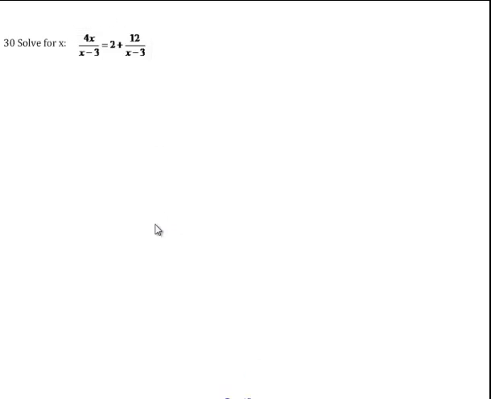Solve for x. One thing I like right away is I have common denominators of x minus 3. So there's quite a few ways I can do this. I'm going to choose to multiply everybody by the common denominator. That means this one's going to get multiplied by x minus 3, this term gets multiplied by x minus 3, and this term gets multiplied by x minus 3. Numerator and denominator cancel out, leaving me 4x. Numerator and denominator cancel out, leaving 12.